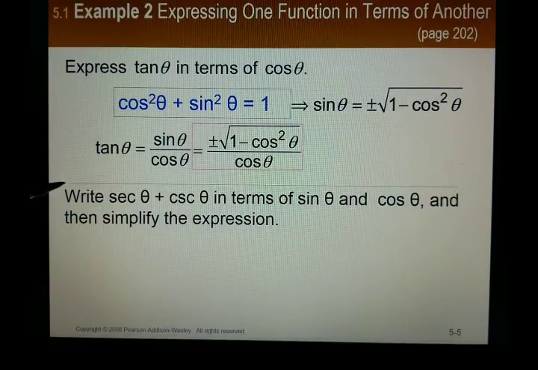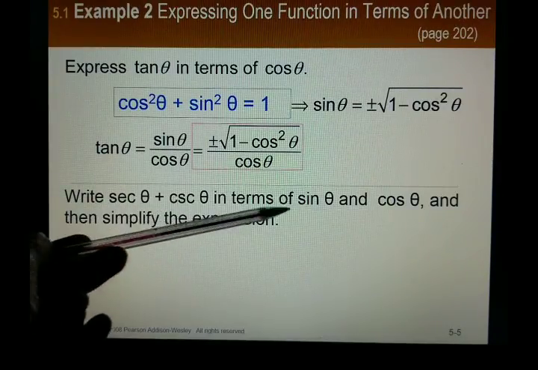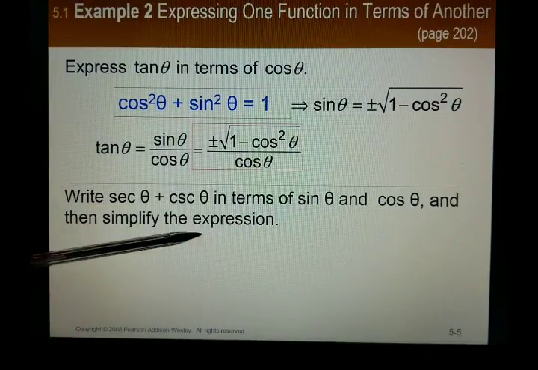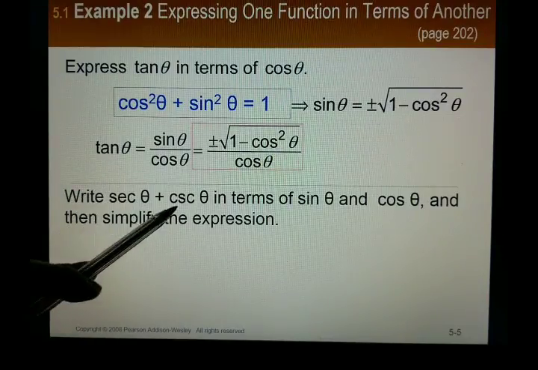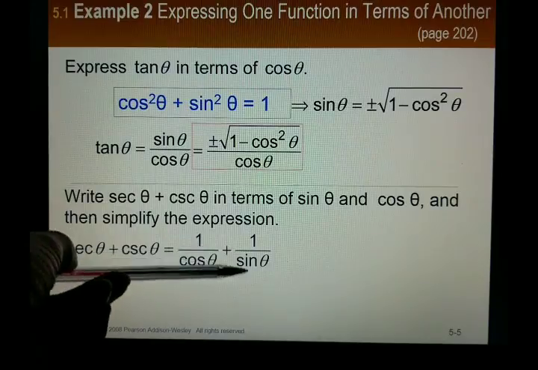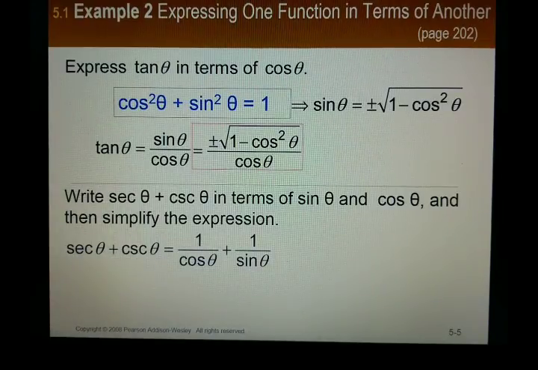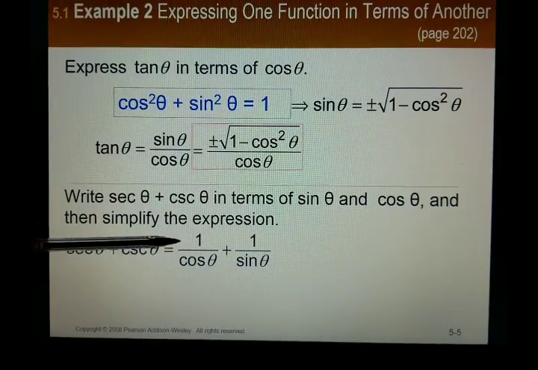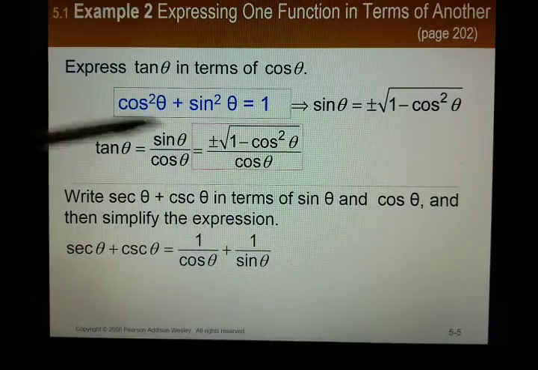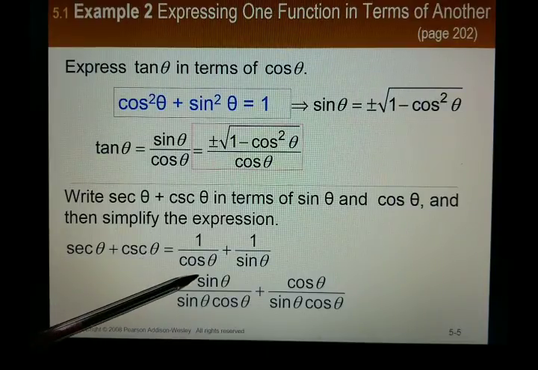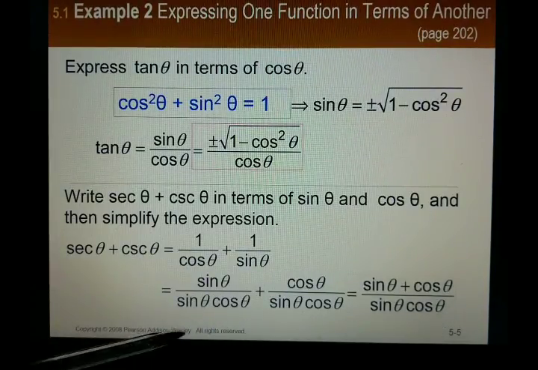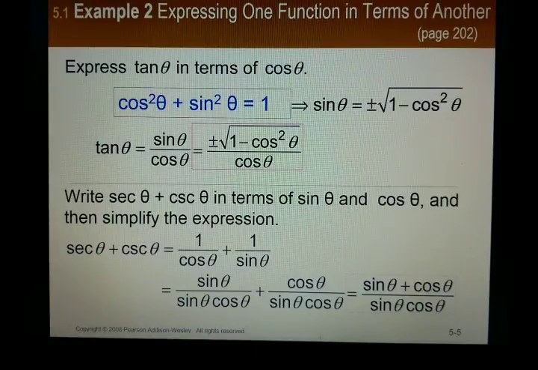The directions say write the secant of theta plus cosecant of theta in terms of sine and cosine, and then simplify the expression. So my first step is to rewrite it in terms of sine or cosine. The secant's the reciprocal of cosine, cosecant's the reciprocal of sine. So I go ahead and I rewrote it. Now to simplify, that means they want me to get a common denominator and combine like terms. So I get a common denominator. The first fraction needs to be multiplied by sine. The second fraction needs to be multiplied by cosine of theta on top and bottom. So I've rewritten it. Now the numerator would be sine theta plus cosine theta, and the denominator would be sine theta cosine theta. And that would be finished.